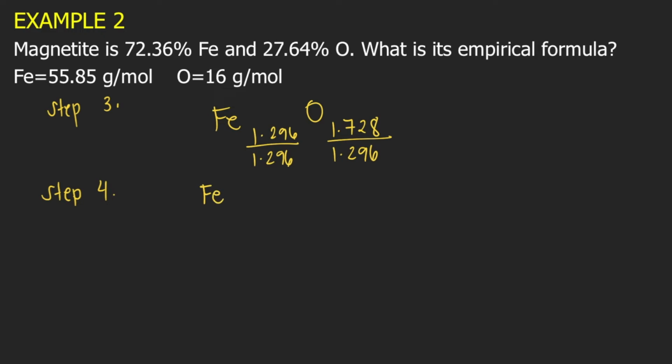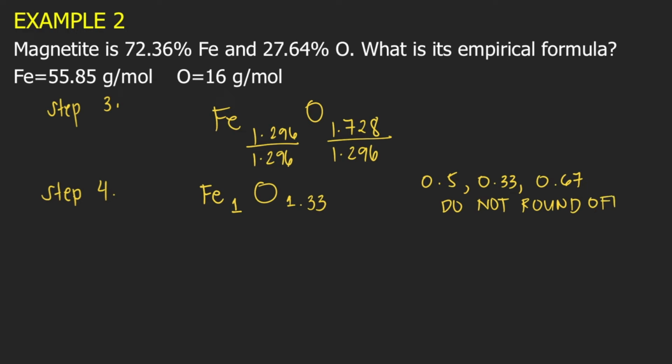So 1.296 divided by 1.296, that's equal to 1. 1.728 divided by 1.296, that's equal to 1.33. So remember the rule I taught you in the previous video. Whenever you have decimals like 0.5, 0.33, and 0.67, the rule is you do not round off. So you put them as is. So if you got 1.33, you put 1.33.